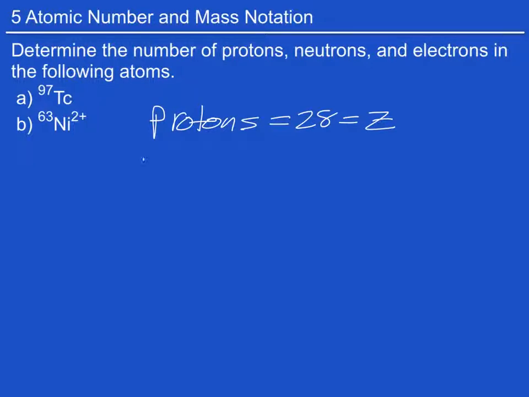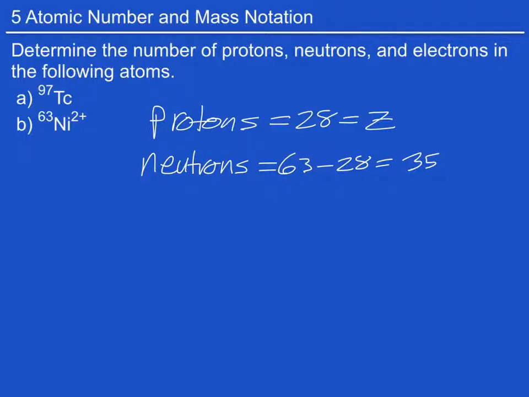Okay, again, finding the neutrons now. We need to do the mass number, 63, and we need to take away the number of protons, which is 28. Okay, and so what we're going to end up with is 35 neutrons.